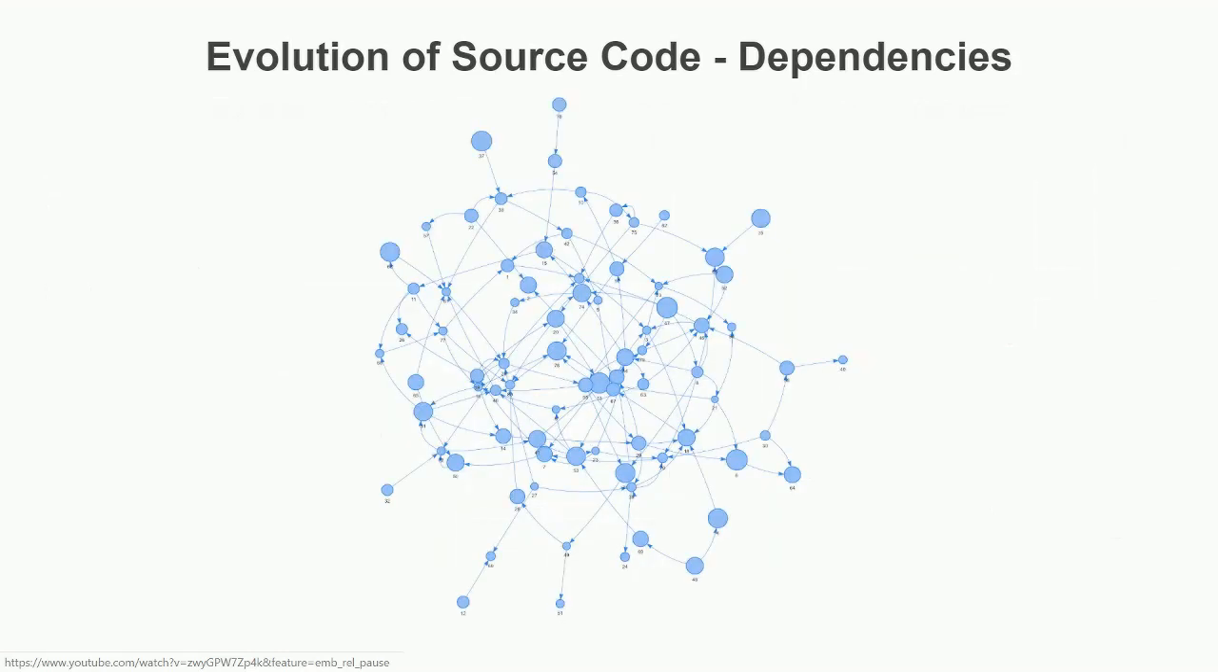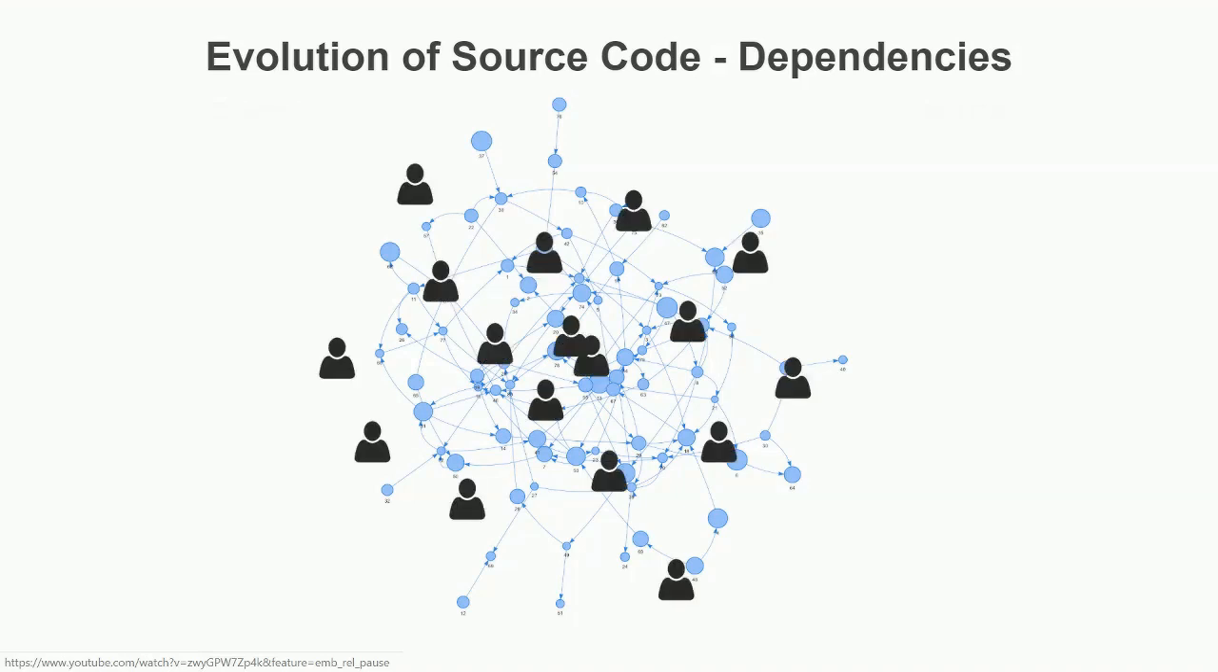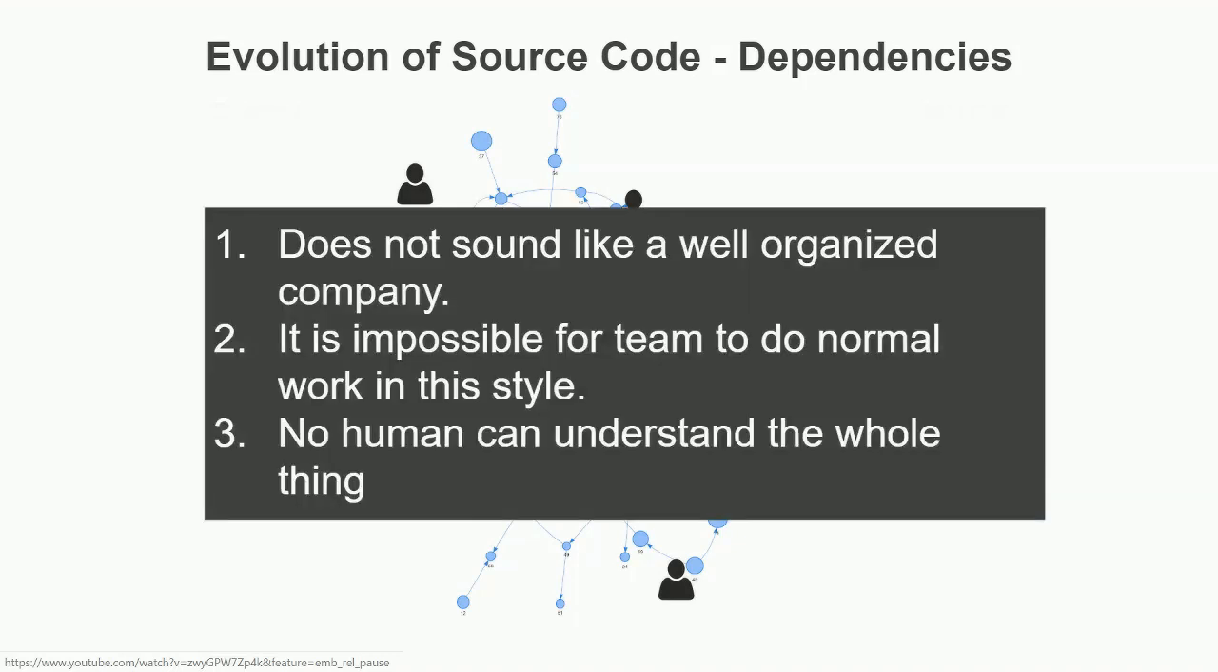Now, a few years after that, if you follow this pattern, you end up with a big mess of dependencies, and a few more people who now need to manage all this stuff. It doesn't sound like a well-organized company anymore. It's like, who is working on what? It's impossible to form teams to work in a normal style, with a team working on something. Everyone still needs to touch everything, but that's not how it works. And of course, the third and most important fact is that no single human can understand the whole system anymore.